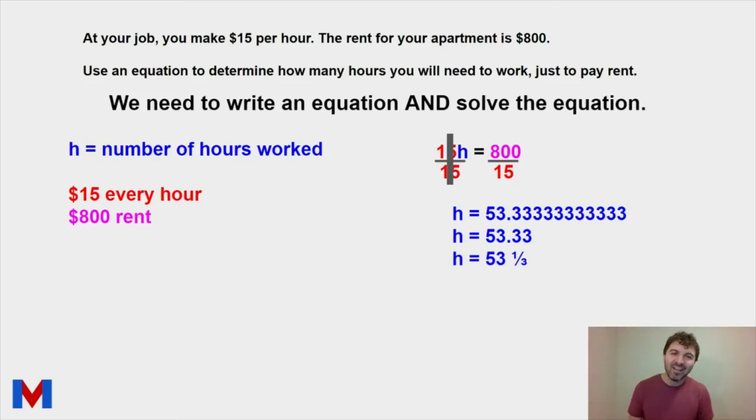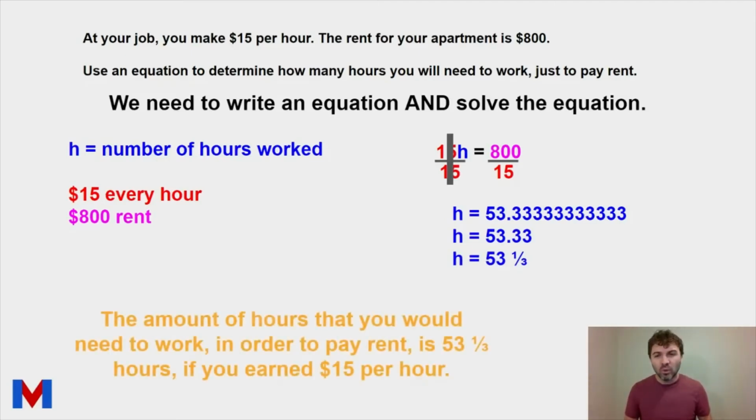So we solved this equation, and what we figured out is that the amount of hours that you're going to need to work in order to pay rent is 53 1/3 hours if you earn $15 per hour. And again, there's no taxes being considered in all this. If we did that, it makes it a little more complex and more something you might do in 7th grade or 8th grade or beyond, okay? So it's kind of a heads up on that.